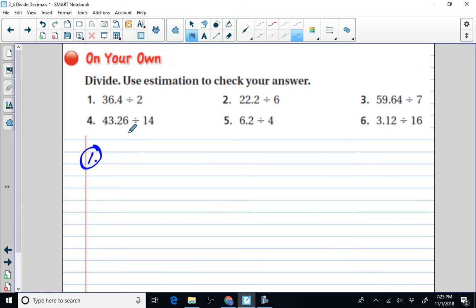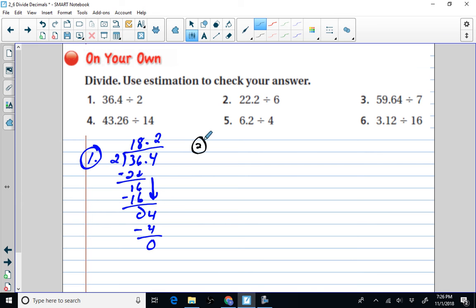So problem 1, we want to divide 36 and 4/10 by 2. 2 is my divisor. 36 and 4/10 is my dividend. Decimal point goes in my quotient. 2 goes into 3 one time. 1 times 2 is 2. Subtract, I get 1. Bring down the 6. 2 goes into 6 8 times. 8 times 2 is 16. Subtract, I get 0. Bring down the 4. 2 goes into 4 2 times. 2 times 2 is 4. Subtract, we get 0.